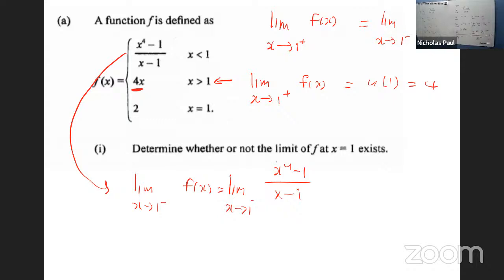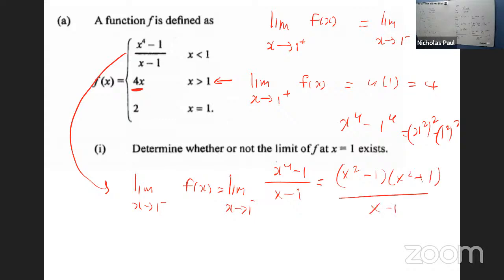Look at that, it's a difference of 2 squares. So you can factorize that. x to the 4th minus 1 is the same as x squared squared minus 1 squared. Recognize that? It's a difference of 2 squares on top. That expands, right? So you'll end up with x squared minus 1 times x squared plus 1. So you still have to remember your Form 5 expansions. Is anything canceling off of that?